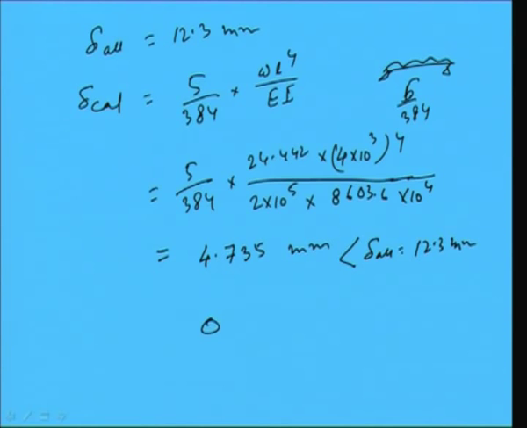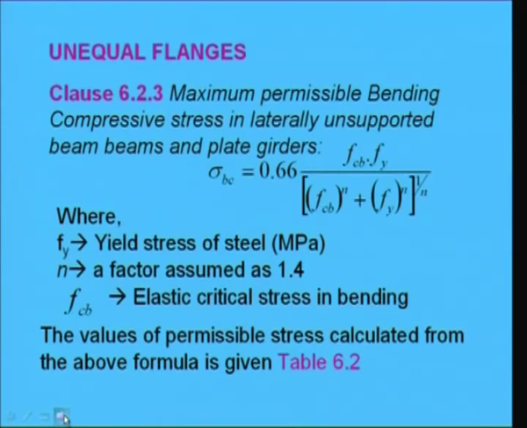That means from the deflection point of view, this is okay. So, the deflection due to the load is coming 4.735 millimeter, and allowable deflection for this particular case is 12.3 millimeter. So, from this we can say that this is perfectly okay. So, I hope now it is clear how to design a beam with unsupported condition, that means laterally unsupported beam.